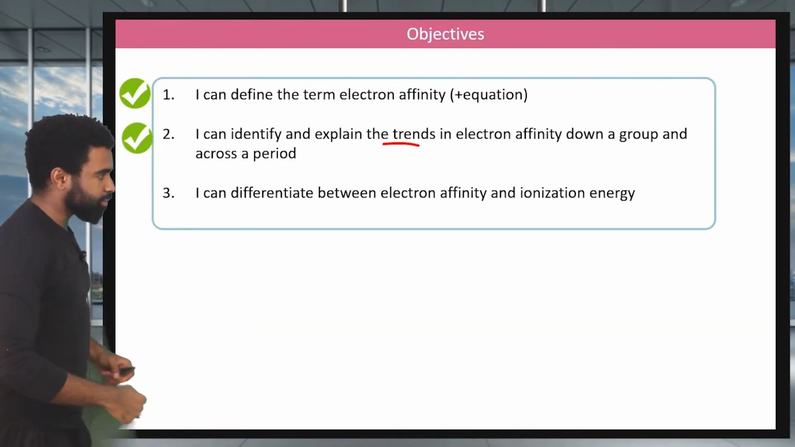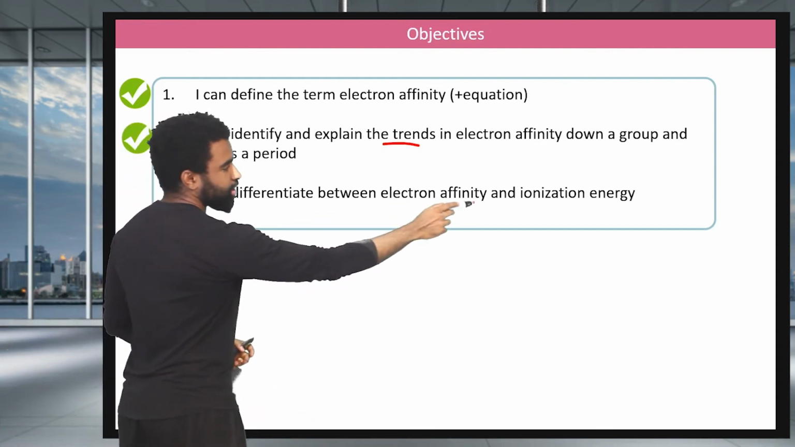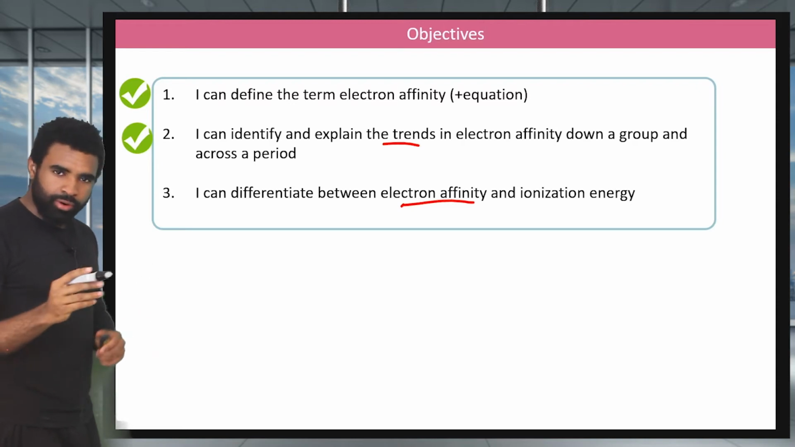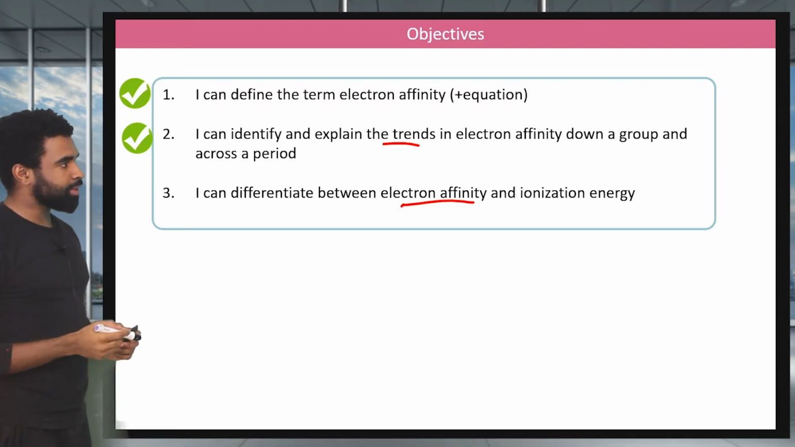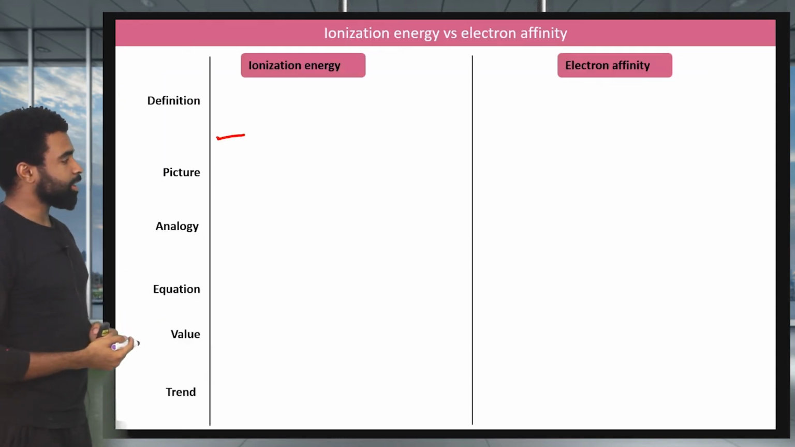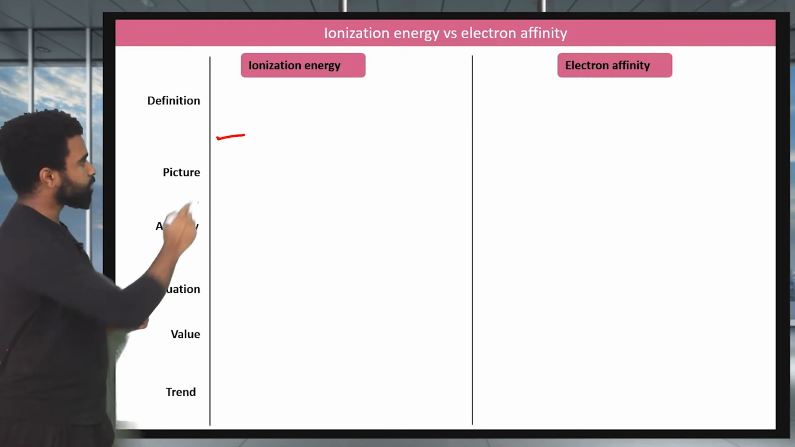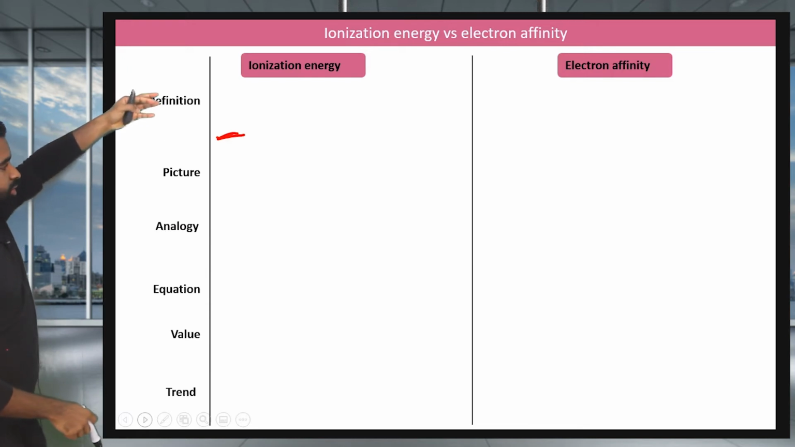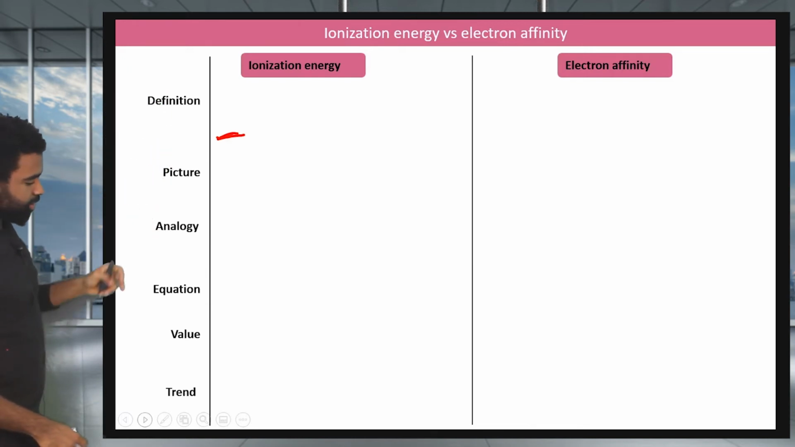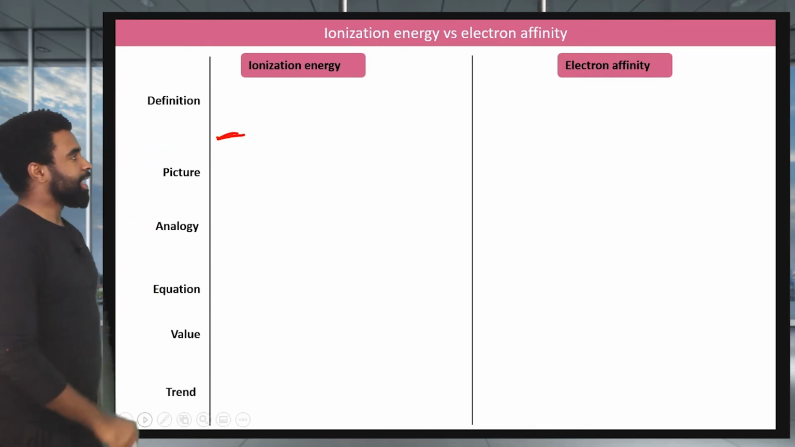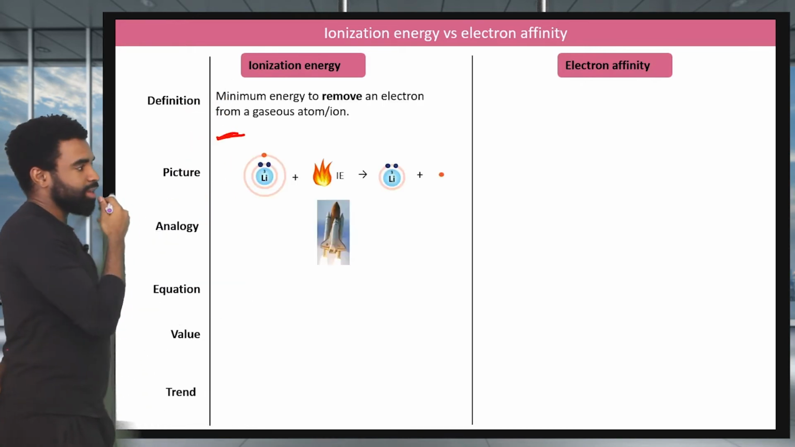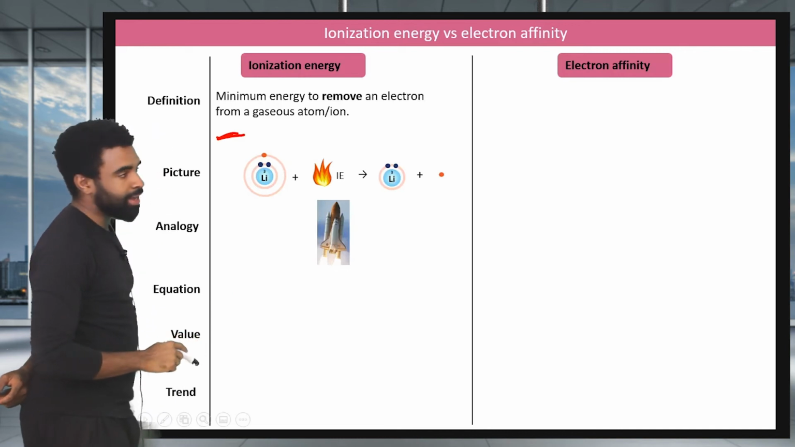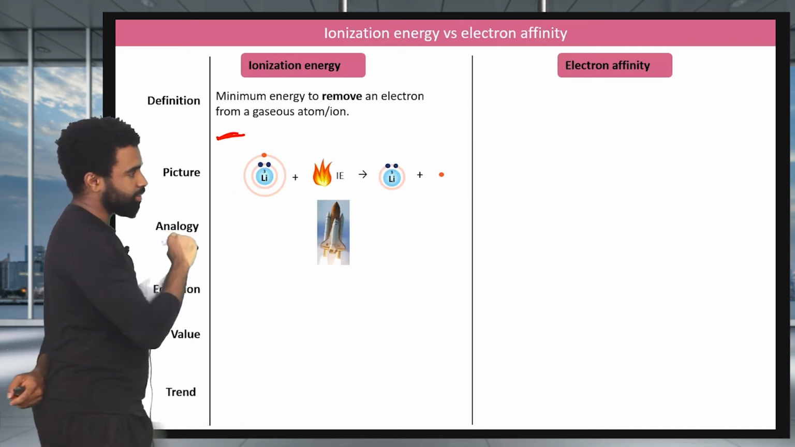Let's look at our final objective, which is to be able to differentiate between electron affinity and ionization energy. We've already sort of done this, but we'll do it with a bit more rigor here. We're going to differentiate between them based on the definition, using a picture, the analogy, the equation, the value, and the trend. Let's begin with these first two. We had given this picture here for the ionization energy, in this case of lithium, right?